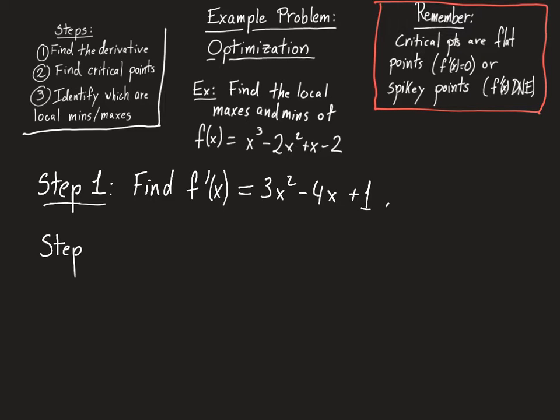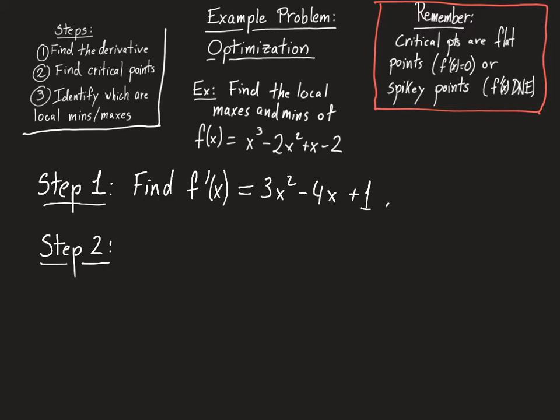Okay. Step 2 is the key part of any sort of optimization problem. And step 2 is going to be to find the critical points of the function f of x by using this derivative that you've just calculated. Now, this is where the reminder that I've put up in the top right corner of this video comes into play. When we talk about finding critical points, that means that we're finding points where the function is flat or finding points where the function is spiky. In other words, we're looking for when the derivative is 0 or when it doesn't exist.